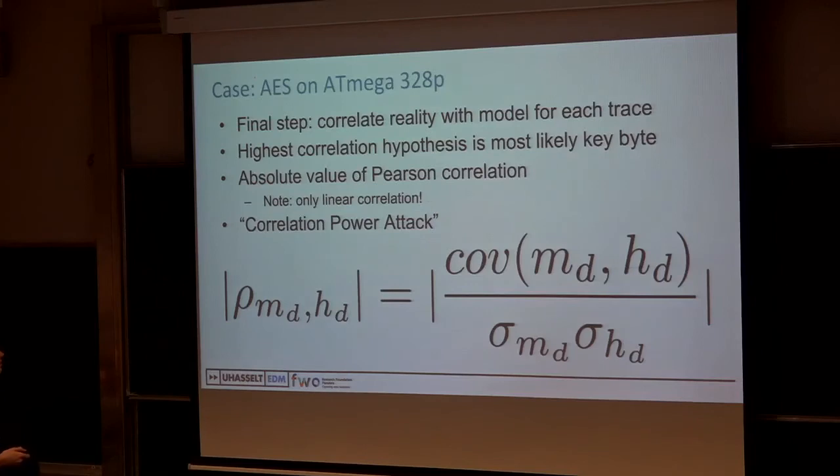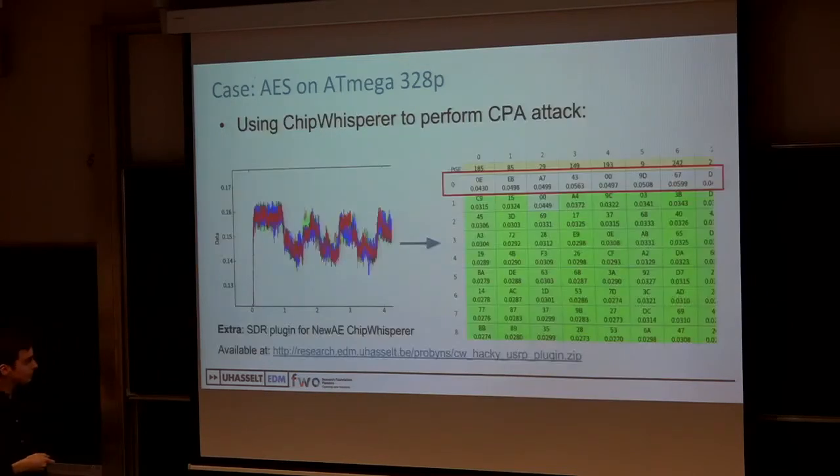Pearson correlation is a way to find a linear correlation between two variables. So, for example, we have our model here and our hypothesis here, and we can correlate them in order to find the best model. So we want to find out which key was our best guess.